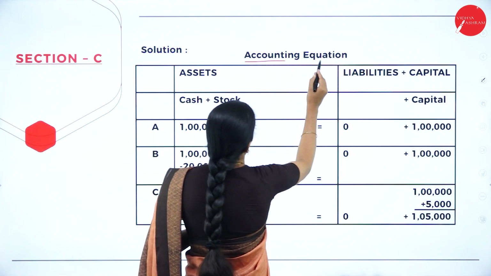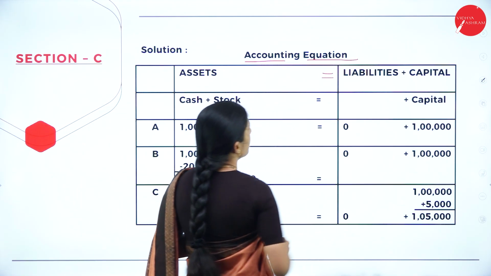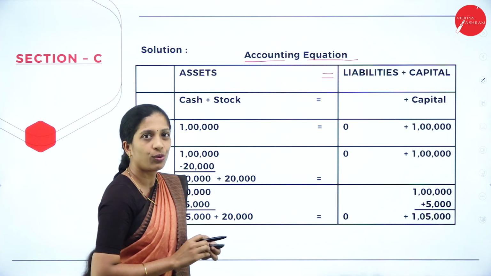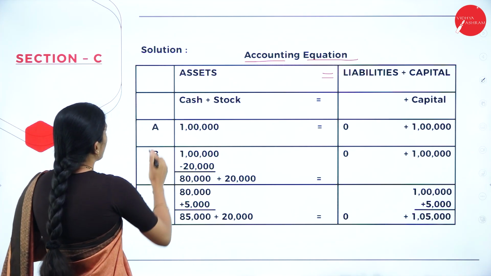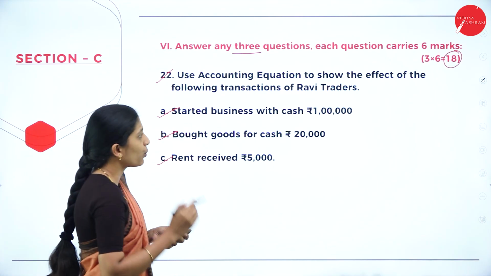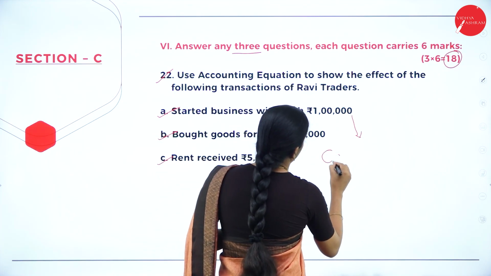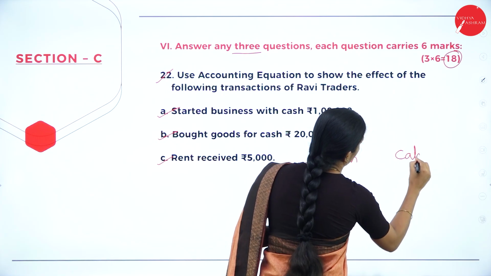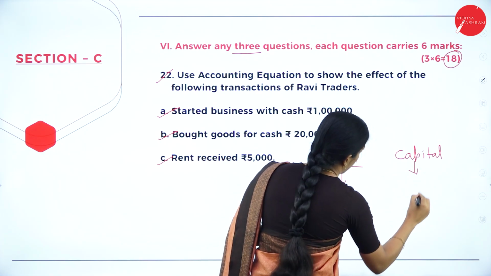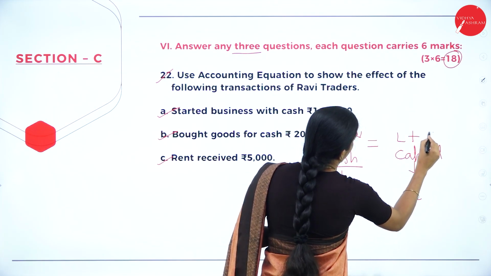You will write the heading accounting equation. So what is the accounting equation? Assets is equal to liabilities plus capital. Here it should be equal under every situation. Now coming to transaction A: started business with cash. What are the accounts that are affected under this particular transaction? One is cash, the other one is capital. Cash is an asset. Capital is capital. So your accounting equation is assets equal to liability plus capital.